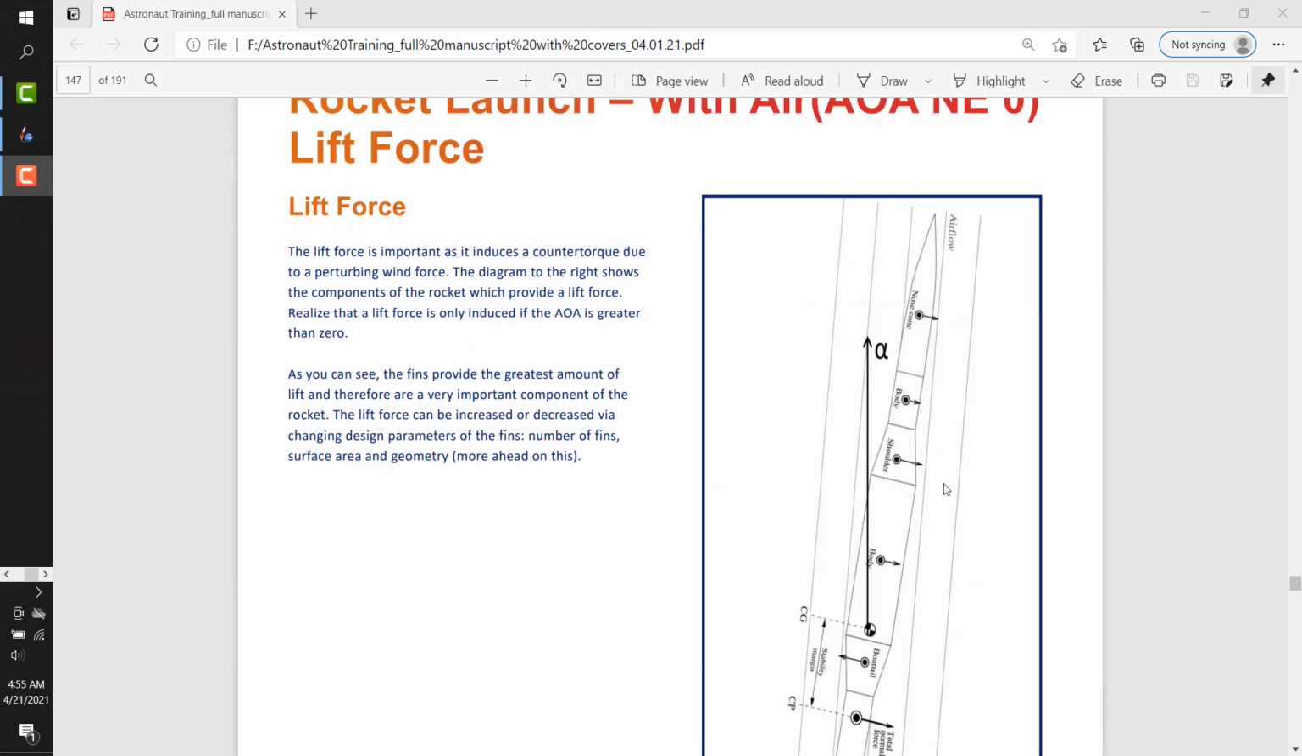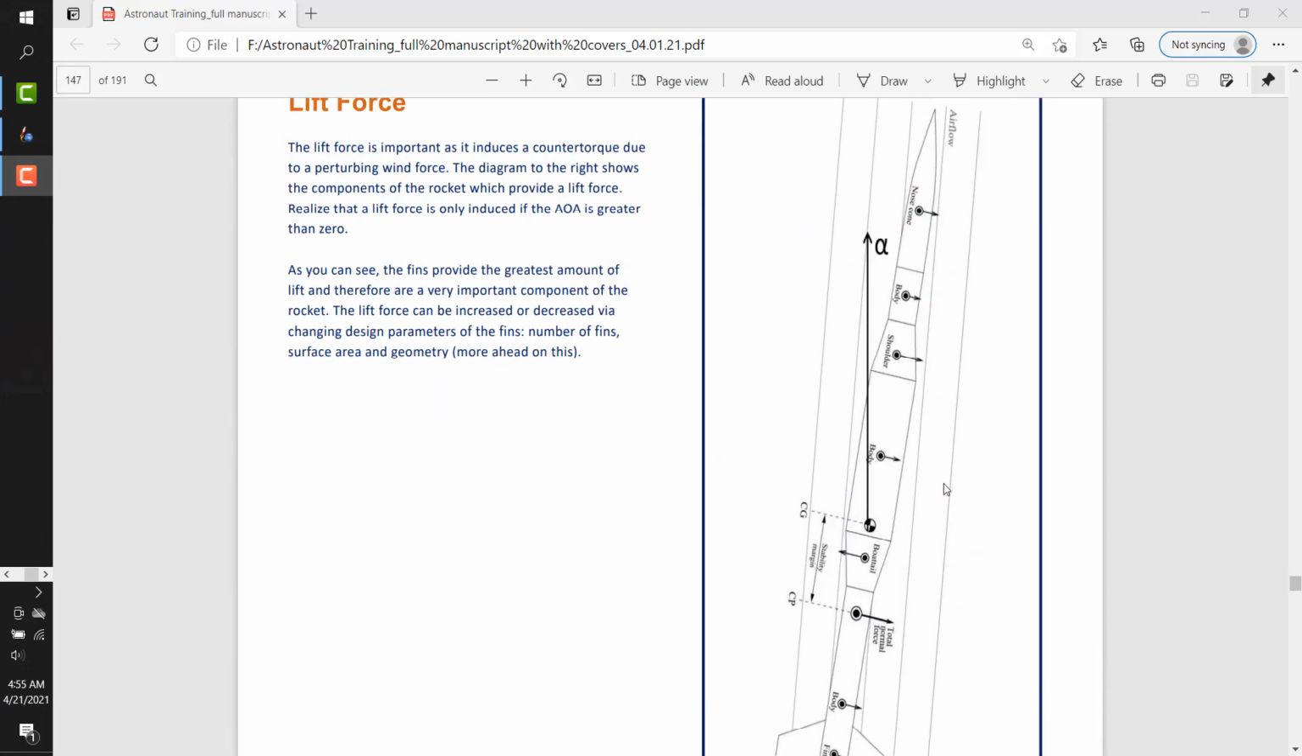Okay, so obviously the lift force is important as it induces a counter torque due to a perturbing wind force. Okay, so this diagram shows the components of the rocket which provide a lift force. And realize that a lift force is only induced if the angle of attack is greater than 0.